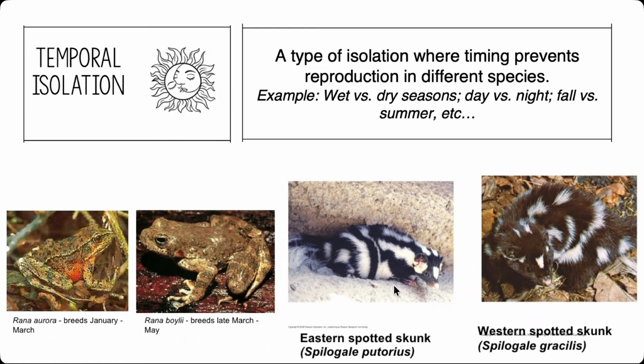Here you have the eastern spotted skunk and the western spotted skunk. One of these skunks is awake during the day. One of these skunks is awake at night. So they are never awake at the exact same time, which means they're unable to reproduce with one another.